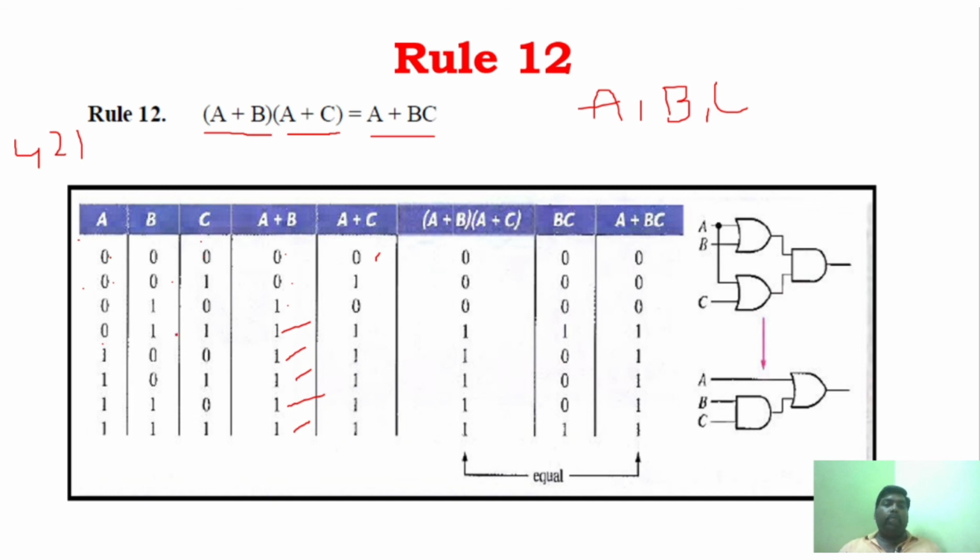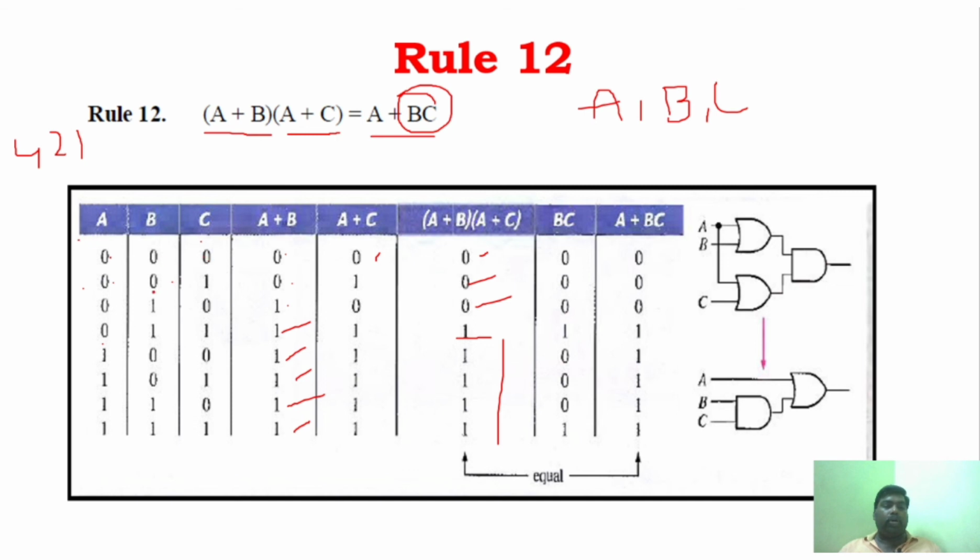Okay, and now we need to multiply both these expressions, right? So this is 0 into 0, 0, 0 into 1, 0, 1 into 0, 0, 1 into 1, 1, and similarly 1 into 1, all these will be 1, right? And what is it that you have to prove? You have to prove this side, A plus BC, right? So for that, you need BC, and BC is nothing but B into C.